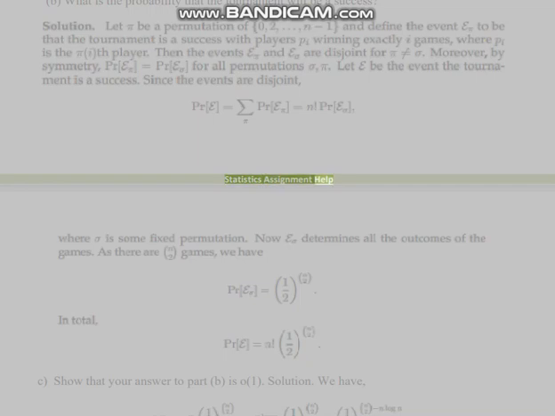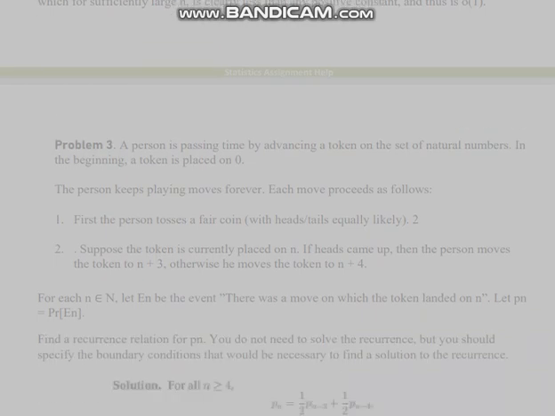C. Show that your answer to part B is 1. Solution. We have which for sufficiently large n is clearly less than any positive constant and thus is 1.